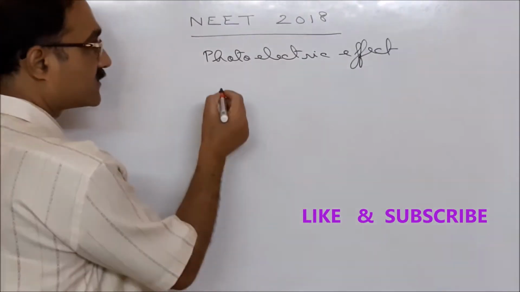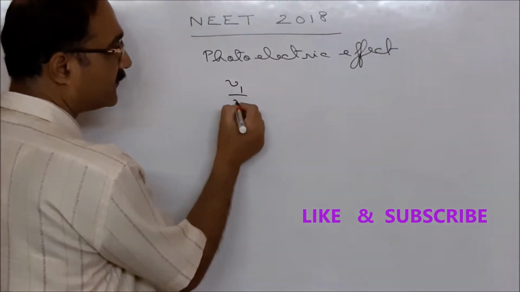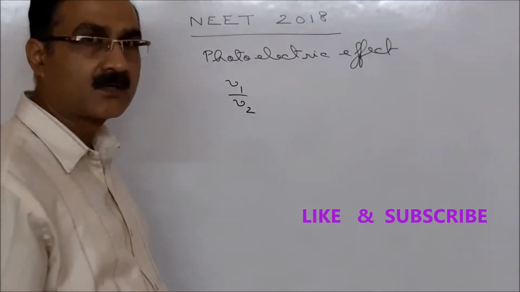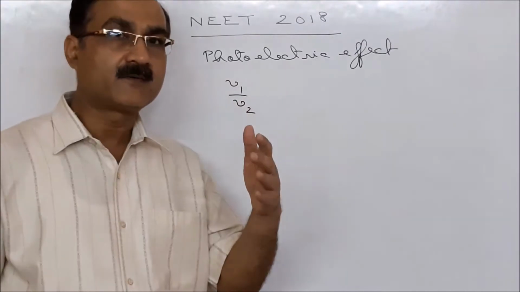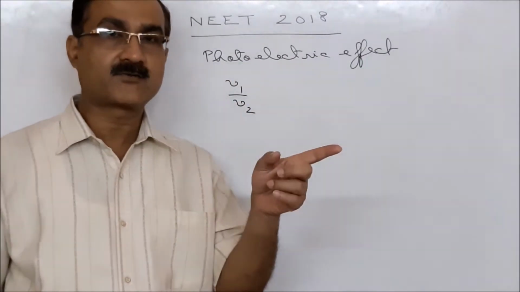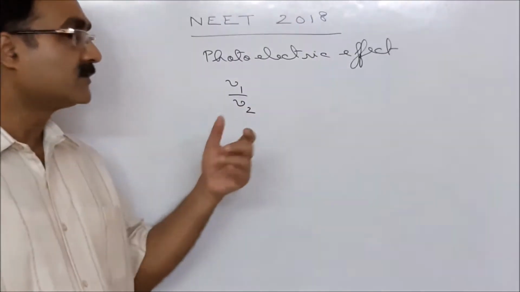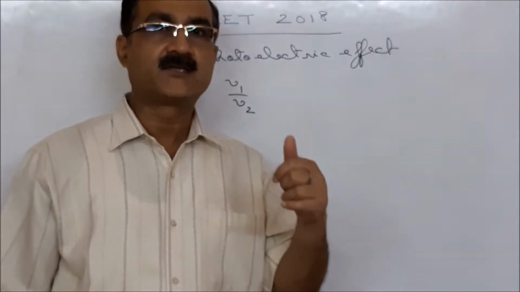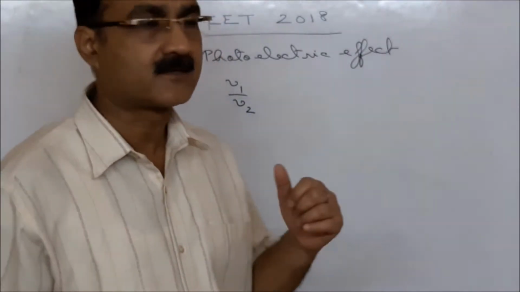The second thing we should consider is what is asked. So it is asking us the ratio of V1 by V2, where V1 is the maximum velocity of the ejected electron in the first case, and V2 is the maximum velocity of the ejected electron in the second case.